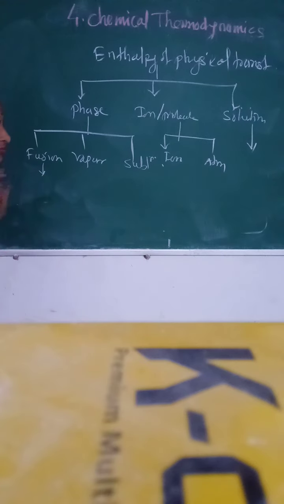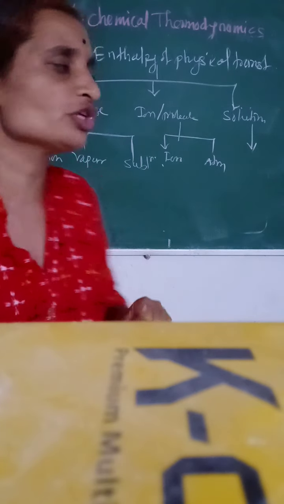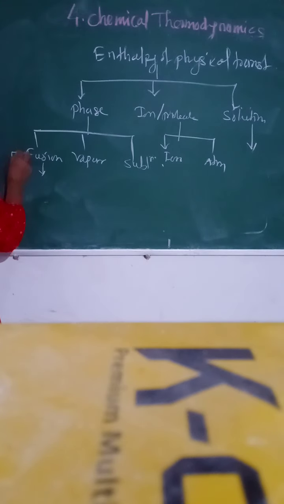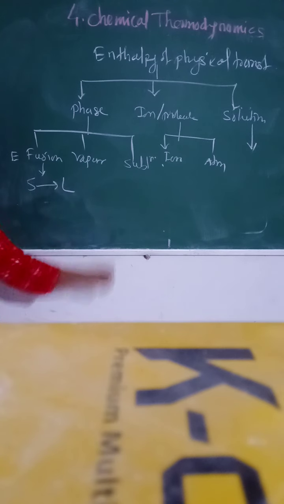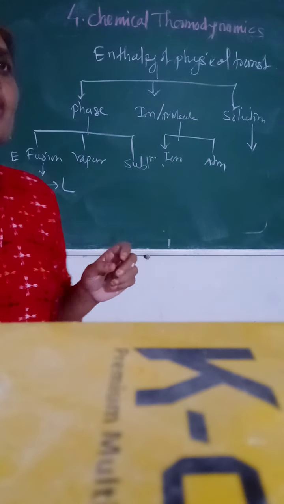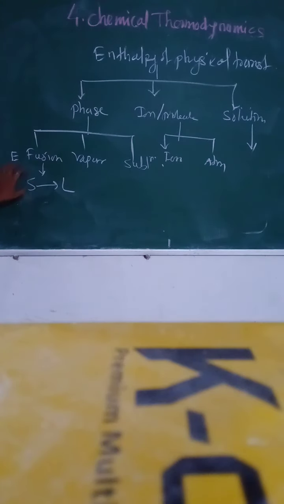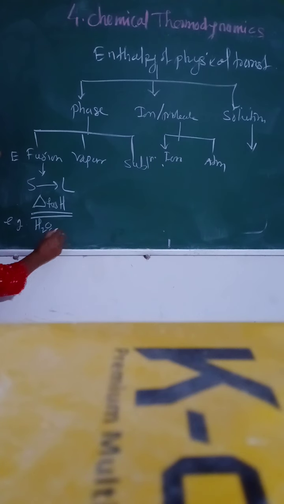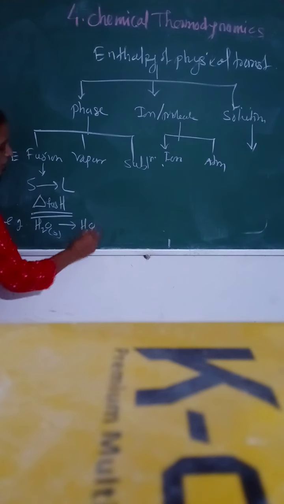First, fusion. Enthalpy of fusion is the enthalpy change that occurs when 1 mole of solid is converted into liquid. This is called the enthalpy of fusion and is denoted by delta fus H. We take the example of water: H2O as ice in the solid phase is converted into H2O in the liquid phase.